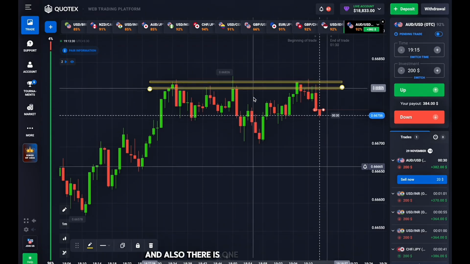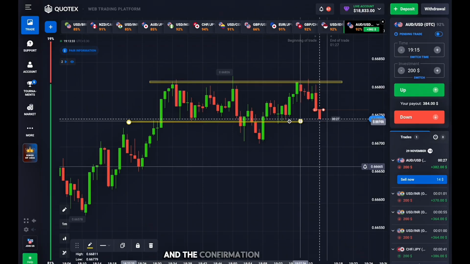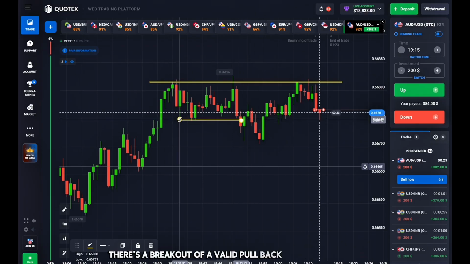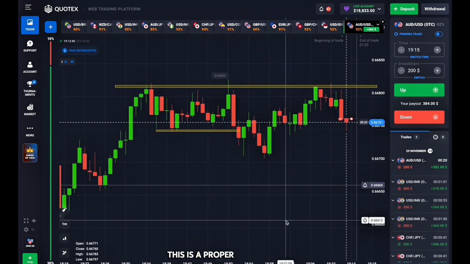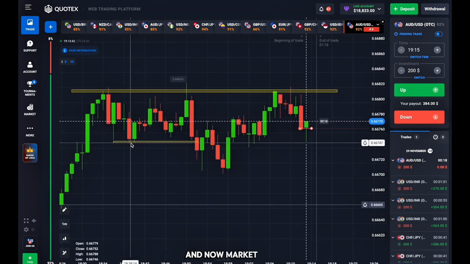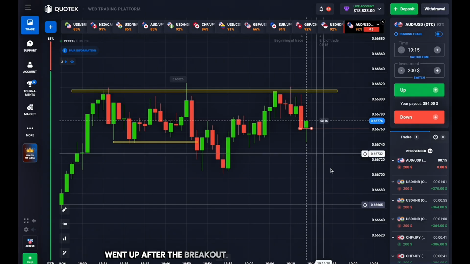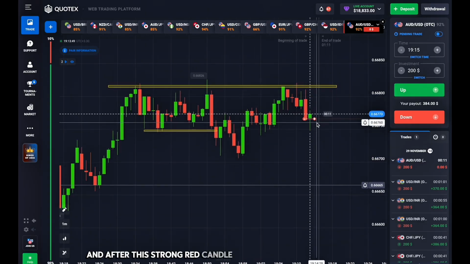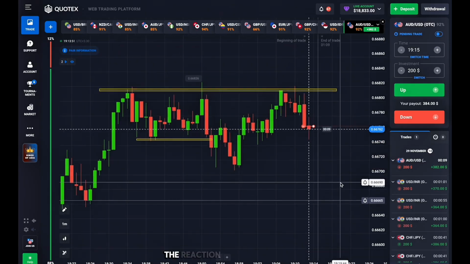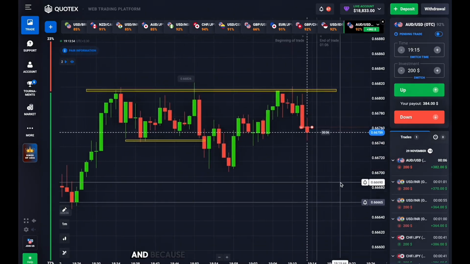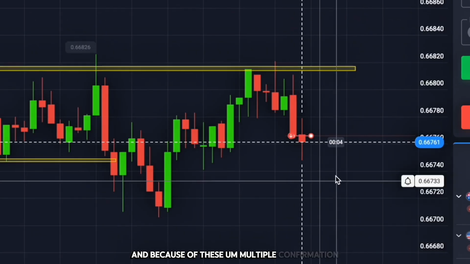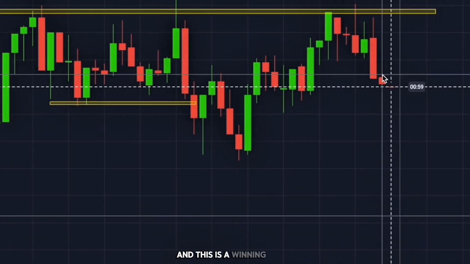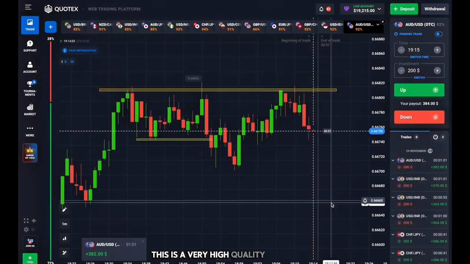And also there's one more confirmation, and the confirmation is this one. There's a breakout of a valid pullback with a red candle. This is a proper breakout. Now the market again went up after the breakout and could not make a new high, and after this strong red candle, I noticed the reaction was pretty strong, and because of these multiple confirmations, I've taken a put direction trade right after the opening, and this is a winning trade. This is a very high quality trade setup.